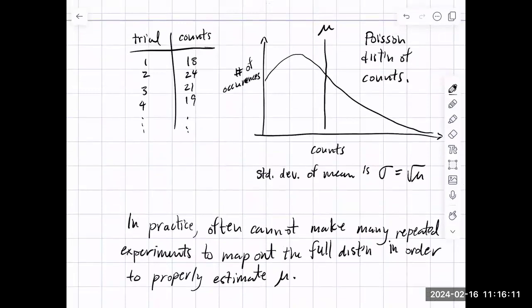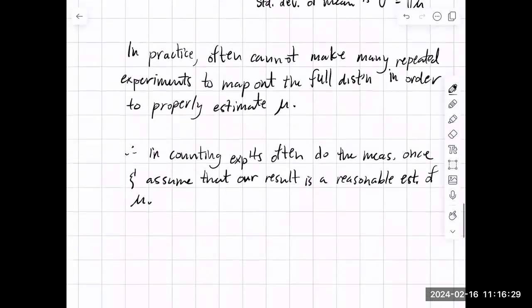our result will probably most likely or most often will sit near the peak of the distribution, right? That's where the probability is highest, we're most likely to get a result near the peak. And so if our distribution is asymmetric like this, then we probably underestimate mu by a little bit. That's probably what happens in most cases.